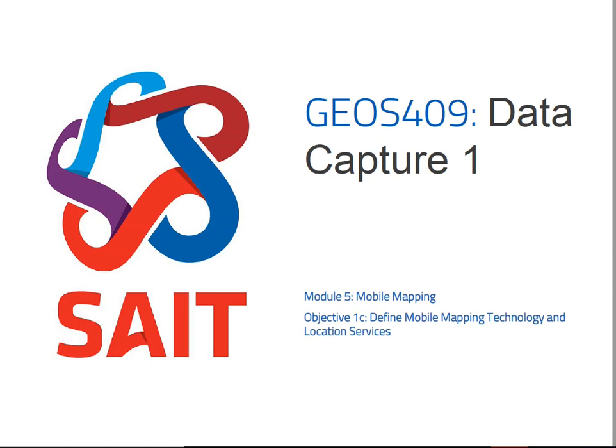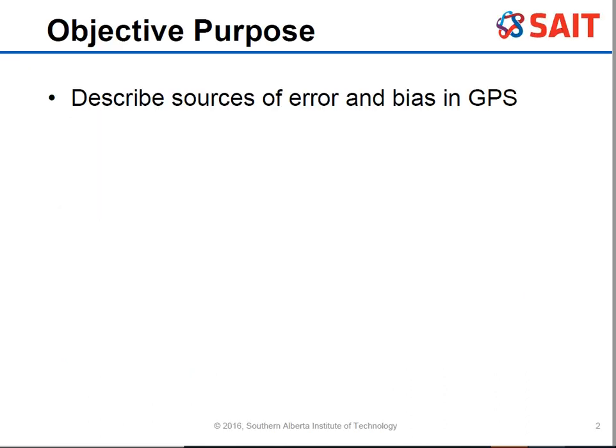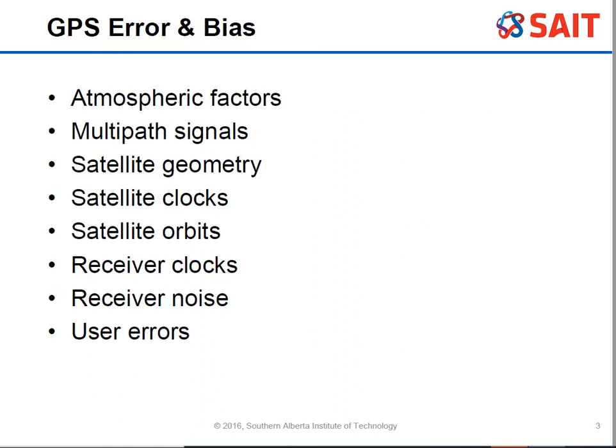Okay, welcome to the last part of Objective 1 for Module 5. So in this module, we're going to look at the different sources of errors and bias in GPS. Like I mentioned, this is not an easy process to be able to correct for everything.